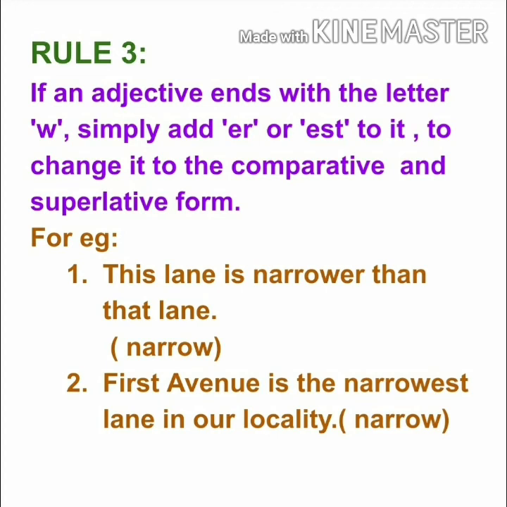The next sentence, First Avenue is the narrowest lane in our locality. Now here, again, the adjective is narrow. It's a two-syllable word. It ends with W. Simply add EST to it to take it to the superlative degree.